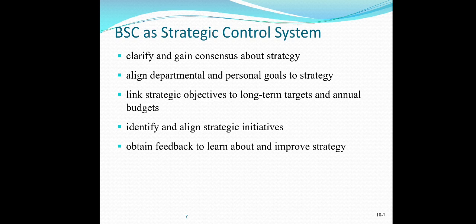And also, if a business implements balanced scorecard, it can help to align departmental and personal goals to strategy. It will help link strategic objectives to long-term targets and annual budgets. Balanced scorecard can help to identify and align strategic initiatives, and can help to obtain feedback to learn about and improve strategy.